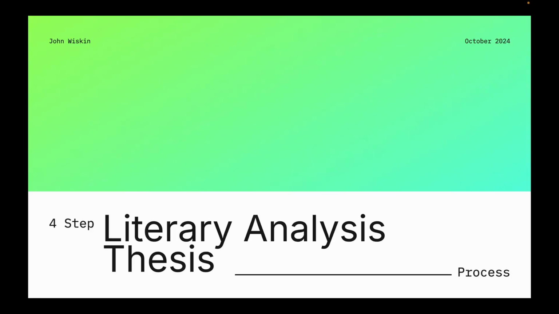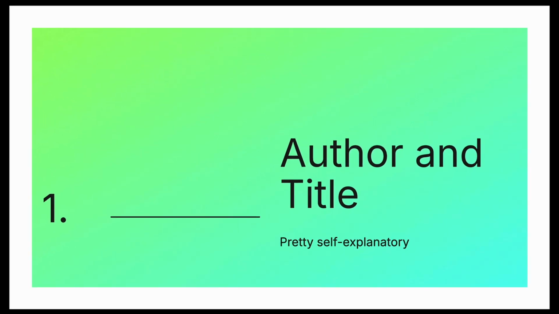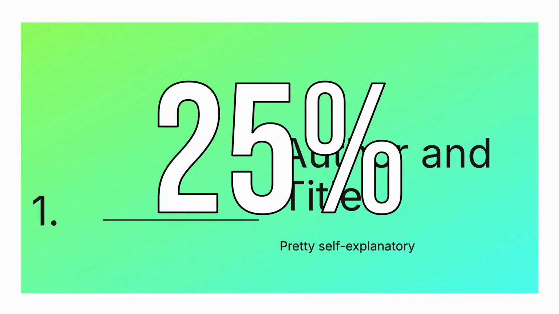Let's dive right in. The first step of a literary analysis thesis is actually the easiest. All you need to include is the author and the title, and it is pretty self-explanatory. Congrats, you're 25% of the way done.